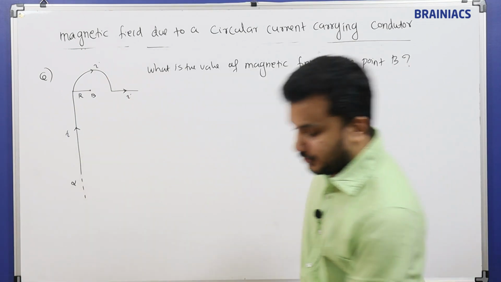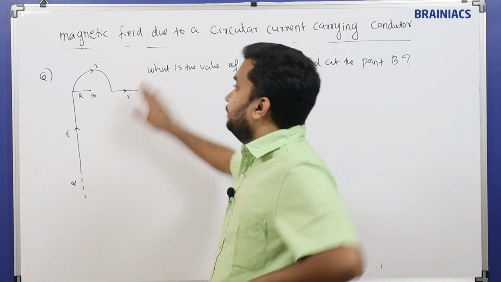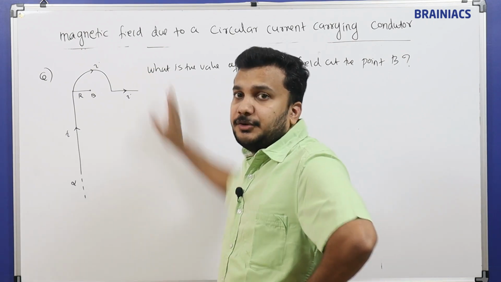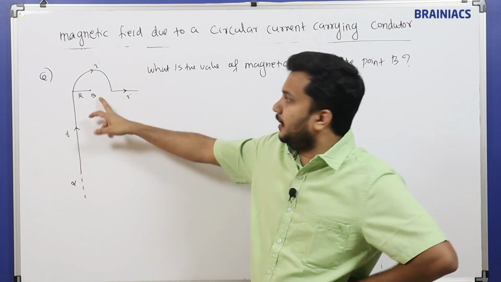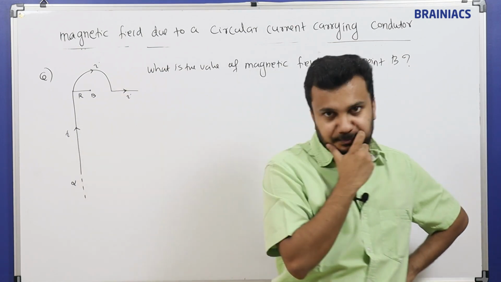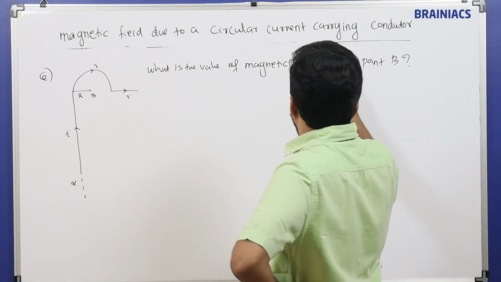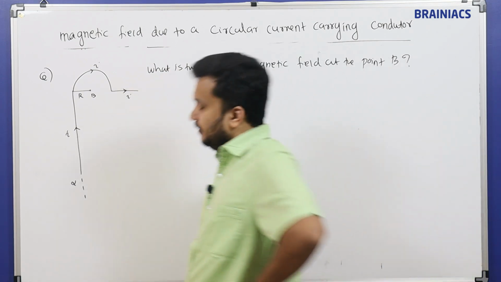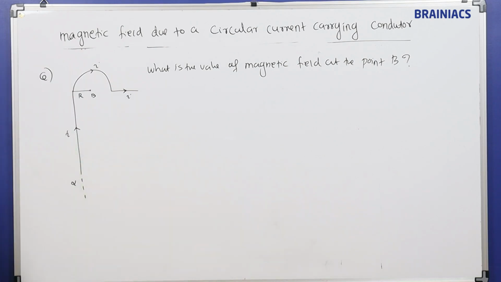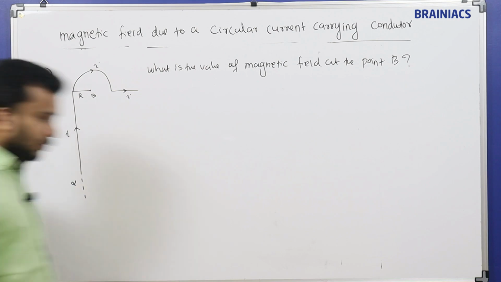Okay, so we need to find out again the magnetic field at the point P. This is the second question in this topic. So we need to find out what is the value of magnetic field at the point P. So the point P will be here. Okay. Now I want to get your attention. This we will answer together.